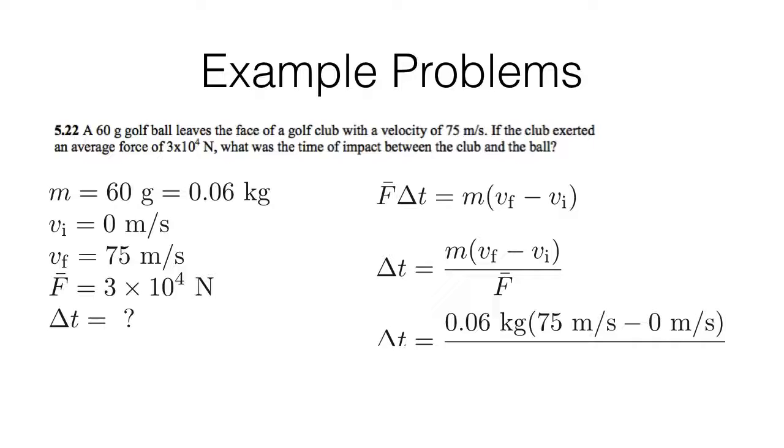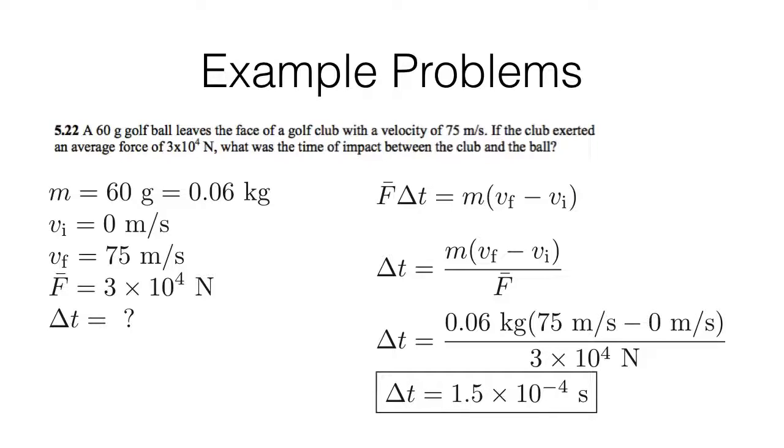Substitution of values and calculation yields this result of 1.5 times 10 to the negative 4th seconds. That's a really short amount of time. To get a feel for it, move the decimal 4 places to the left, and that results in 0.00015 seconds. That's a really short amount of time.